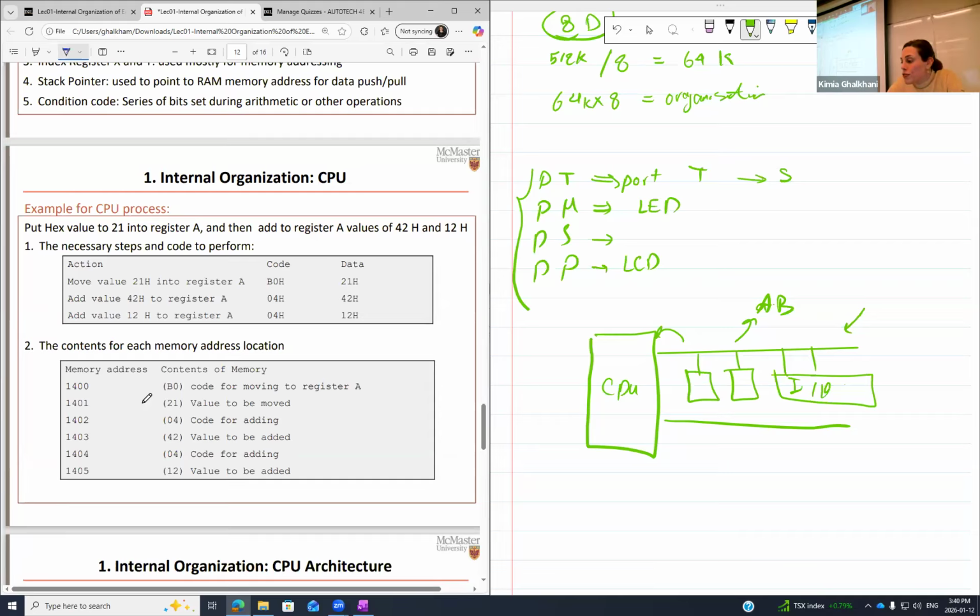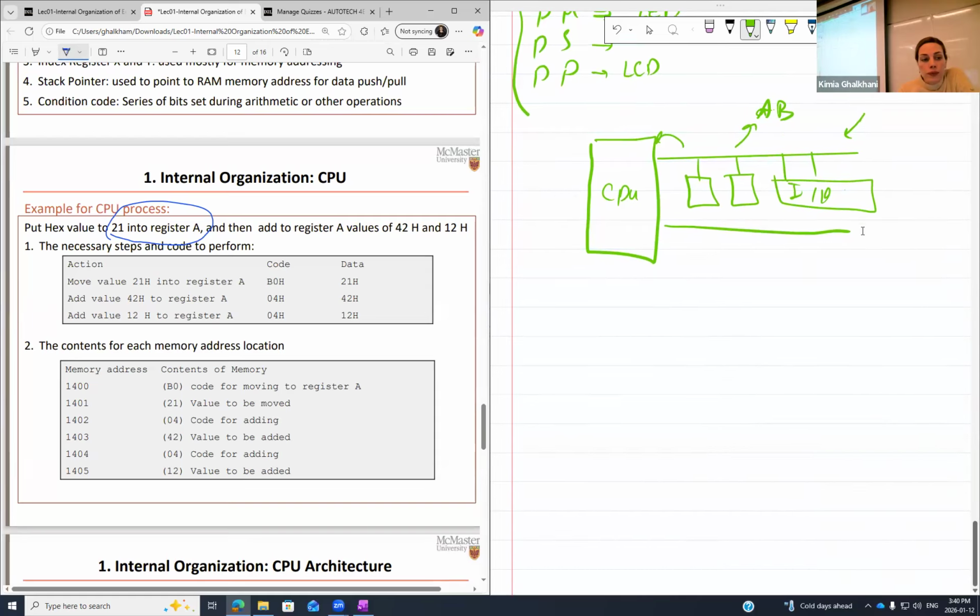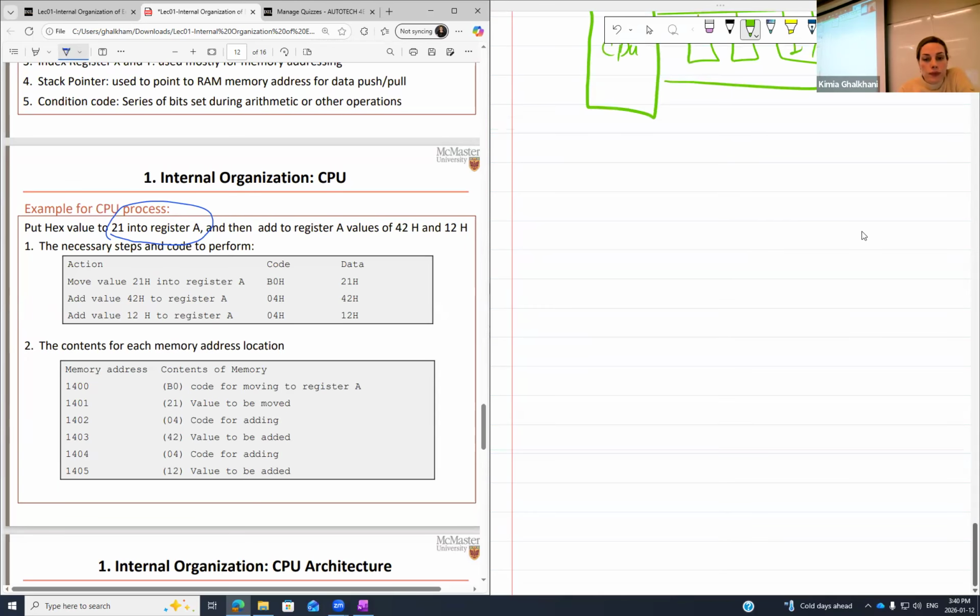Well, I wanted to put the value of 21 into register A. And then I'm going to add the values 42 and 12 to register A. Initially, I'm going to give it 21. Later, I'm going to add 42, and then I'm going to add 12. How do we do that? First, I need to move the value 21H into register A.